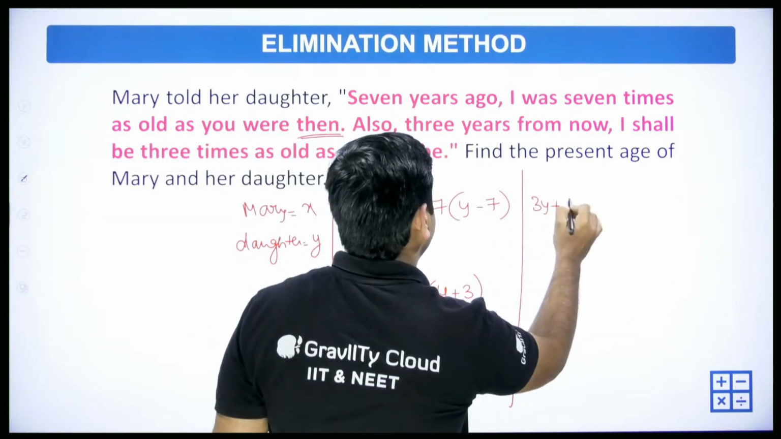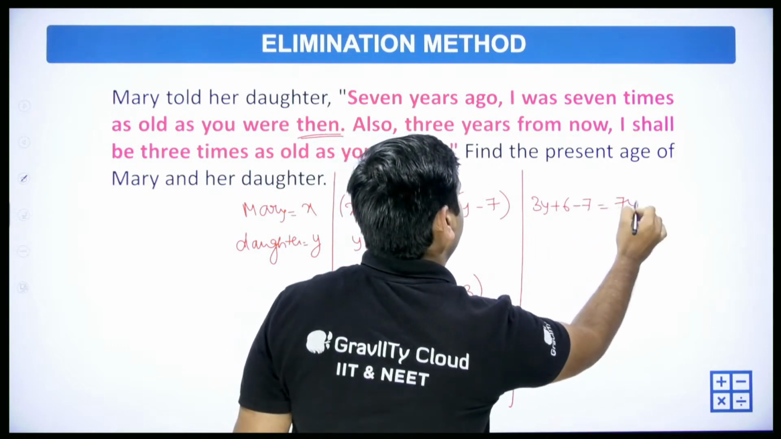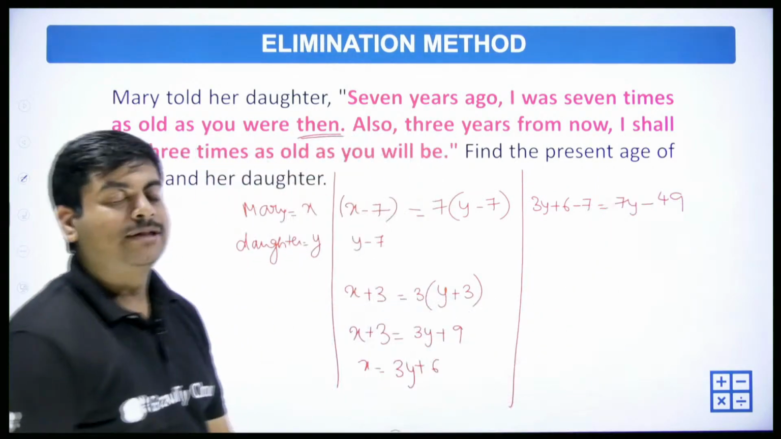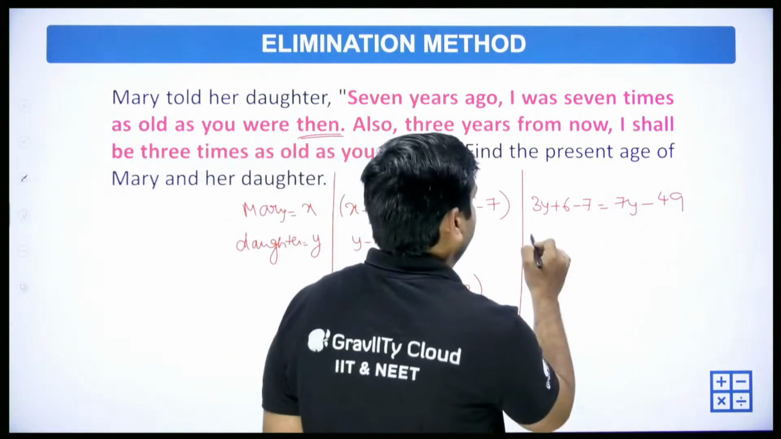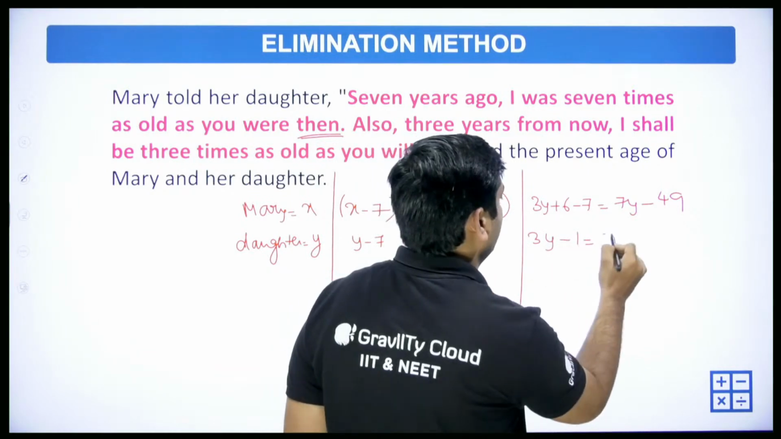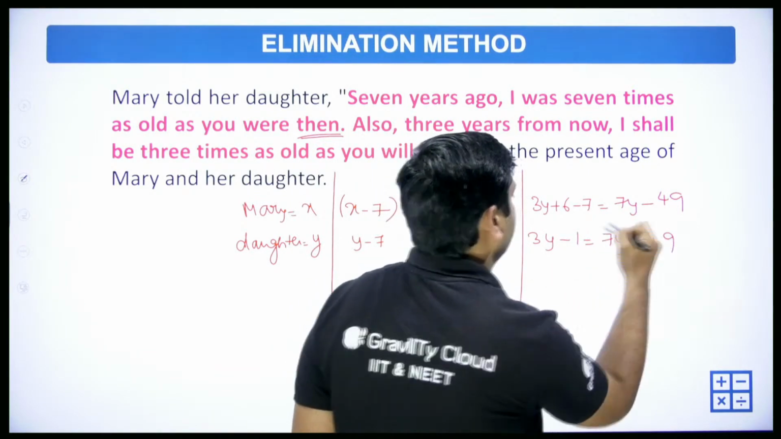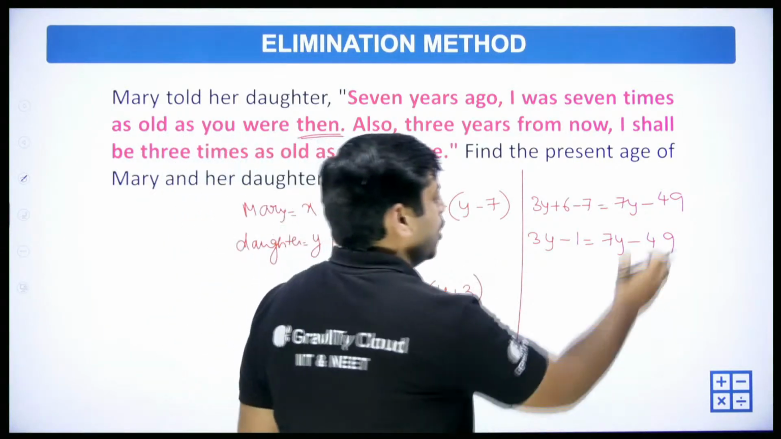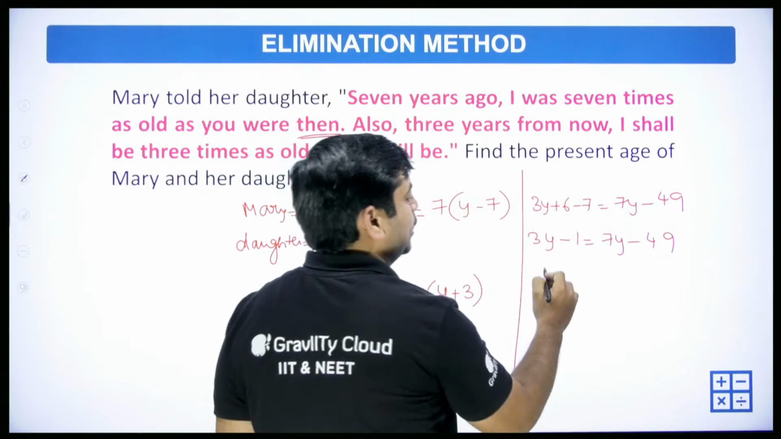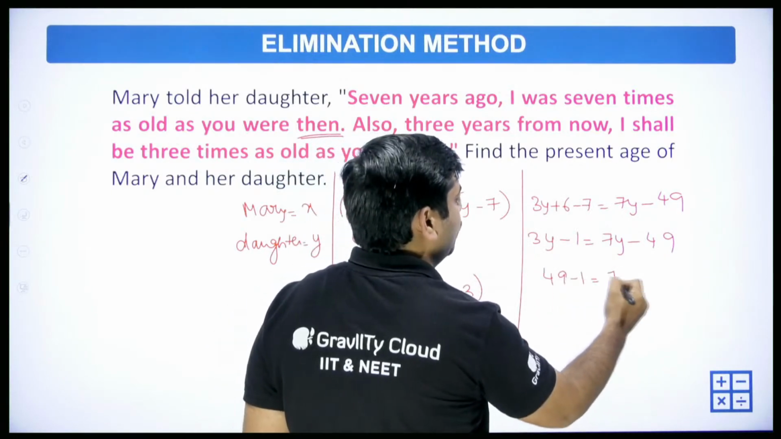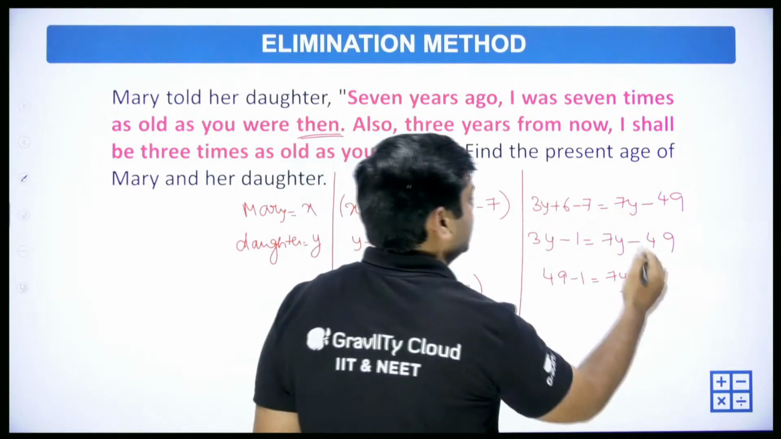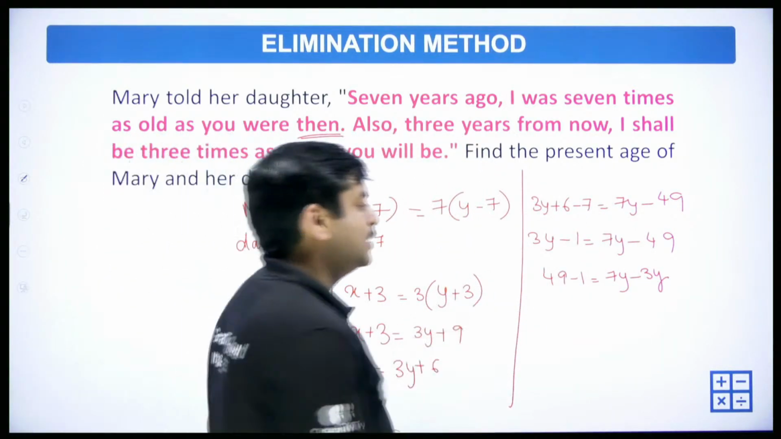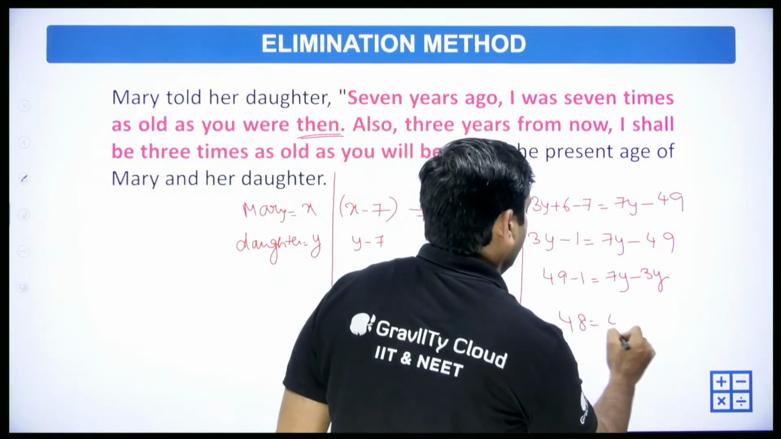So 3y plus 6 minus 7 is equal to 7y minus 7 times 7, which is 49. So 3y plus 6 minus 7 is minus 1, equal to 7y minus 49. Bring that 49 here and 3y to the other side. Minus 49 comes here and becomes 49. 49 minus 1 will give you 7y, and this plus 3y goes to this side and becomes minus 3y. 49 minus 1 is 48, 7 minus 3 is 4y.